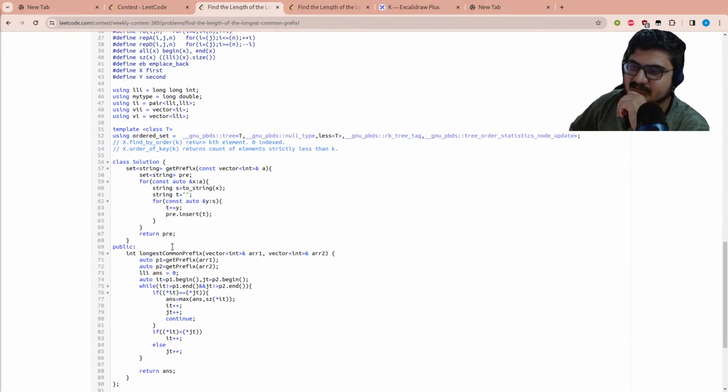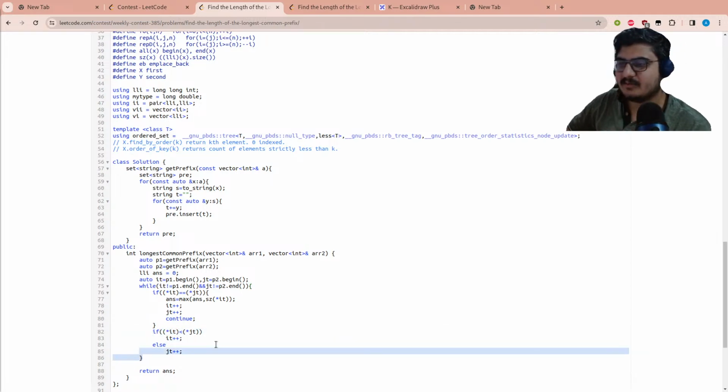So this was essentially my solution. Array p1 is the set of strings which gives me all the prefixes for the given array, and array p2 is a set which gives me all the prefixes for array 2. Now my answer is 0 right now, and I am iterating over all the elements, using two pointers, one for the first array and one for the second. These elements are also in sorted order. If the two strings are equal, then I take the max of the current string length and increment both the pointers. Otherwise, I increment the pointer which is smaller.